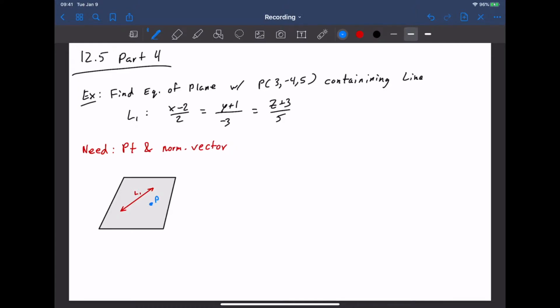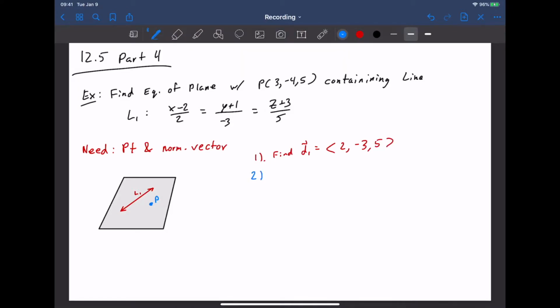So what you want to do is find the direction vector, because that's going to be one vector in this plane. Can you right now, looking at the symmetric equation, tell me what the direction vector would be? Should be easy. It's literally the denominators.